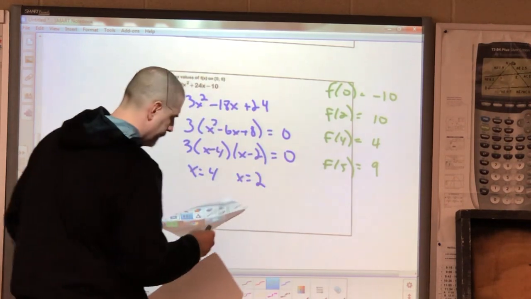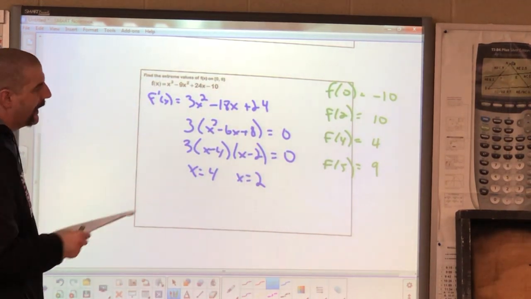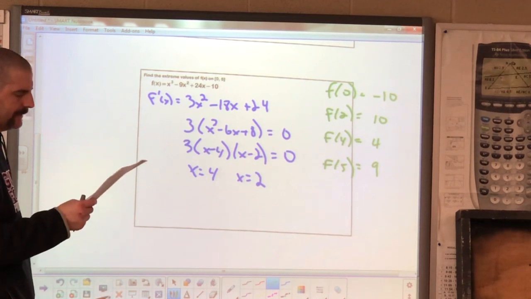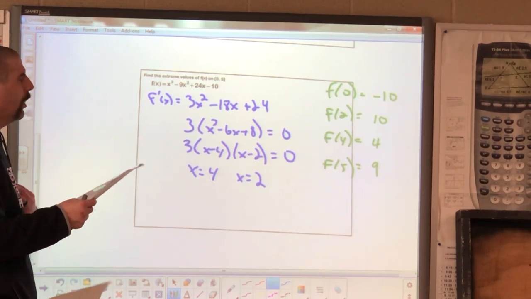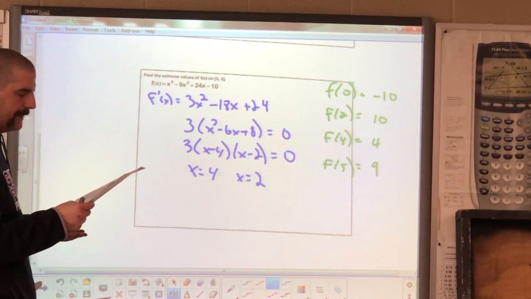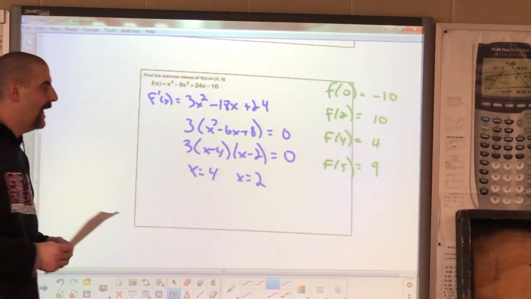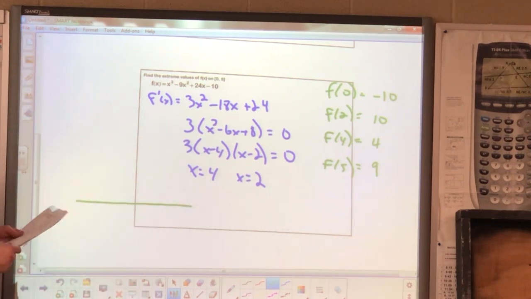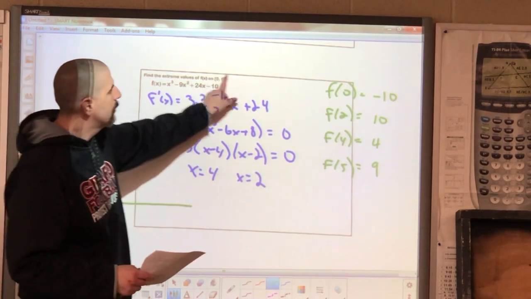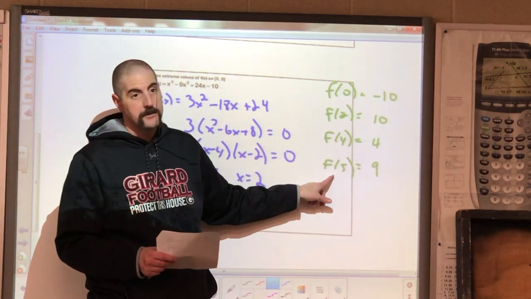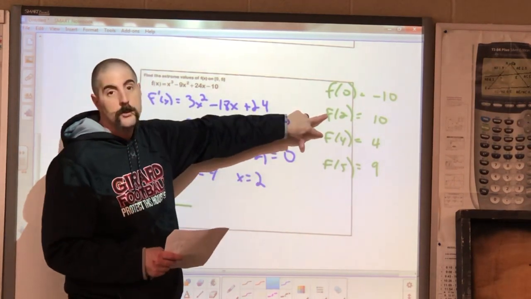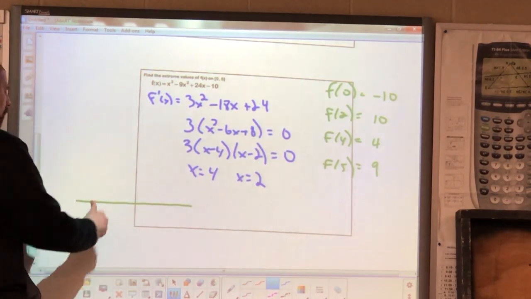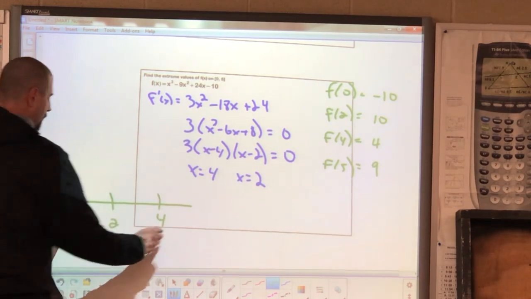So that'll tell us where our absolute max is, okay? Absolute max. Now, when we do our local min and max, we're going to use sign analysis. So we're going to go ahead and put that on here, okay? Now we know 0 and 5 are endpoints, can only be absolute mins and maxes, whereas 2 and 4 are going to be our places that we want to check.